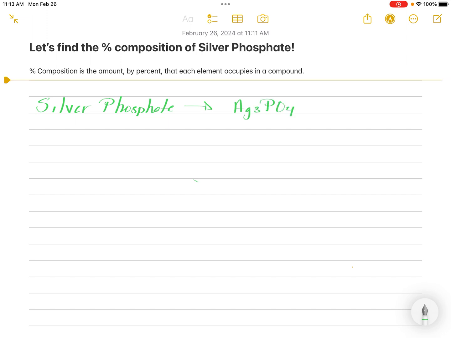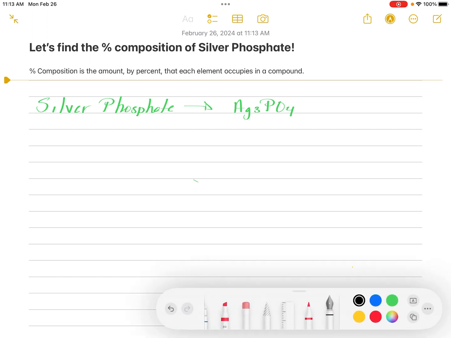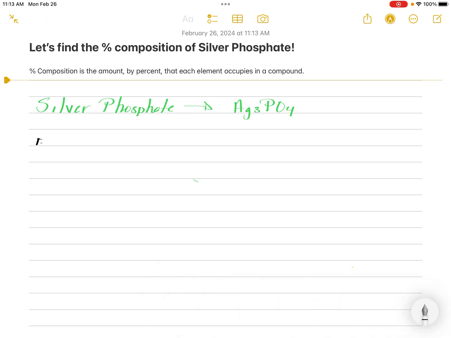Ag3PO4, silver phosphate. So we're going to go ahead and start this by finding the molar mass. So let's find the molar mass. If you don't remember how to do molar mass, we're going to review it one more time here. And there's another video that's been posted, so take a look at that.